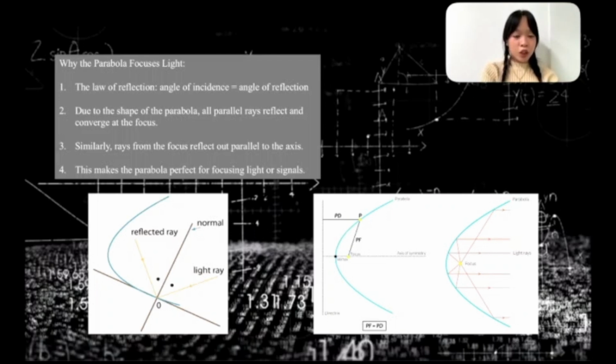In summary, the optical property of the parabola is a direct result of two key ideas: the law of reflection and the unique mathematical geometry of the parabola. Together, they explain why this curve plays such a crucial role in optics, engineering, and modern technology.